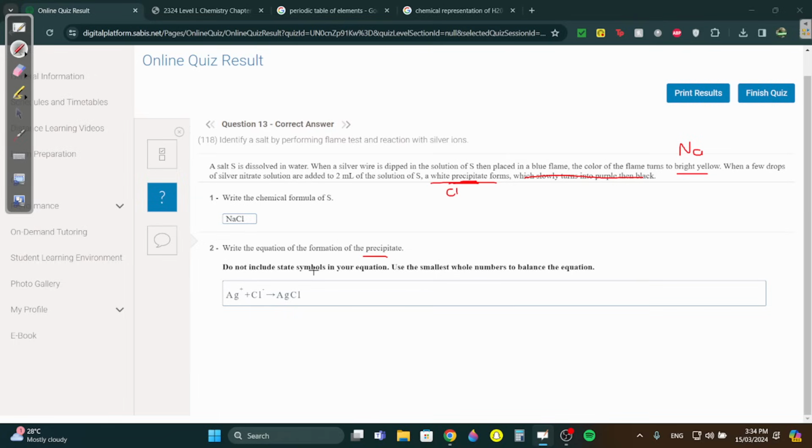What is the formation of the precipitate? I told you it's always Ag+ plus Cl- to get AgCl. It's always Ag+ plus the element you have, minus, to produce the precipitate. They said do not include state symbols, so you keep it like this.